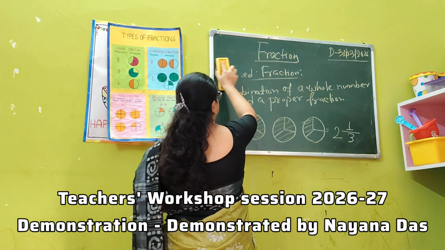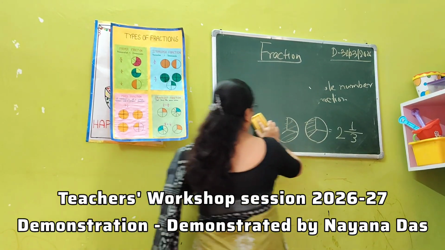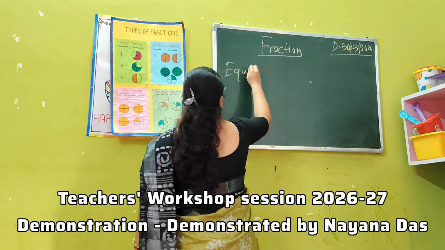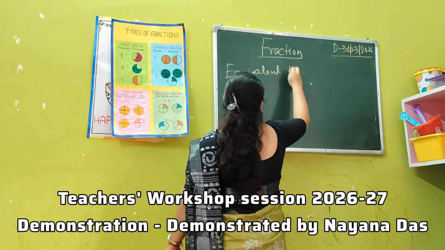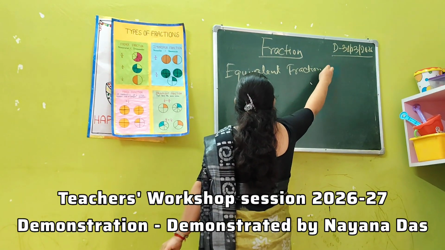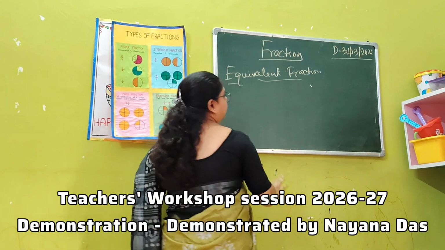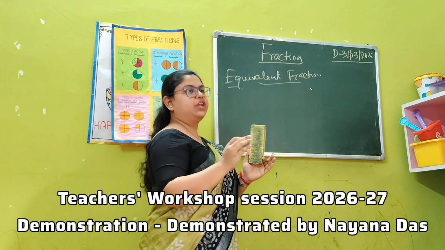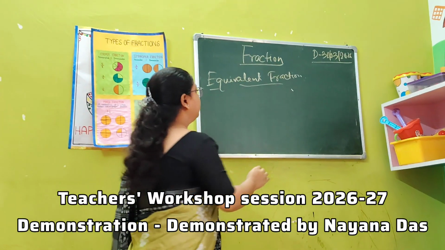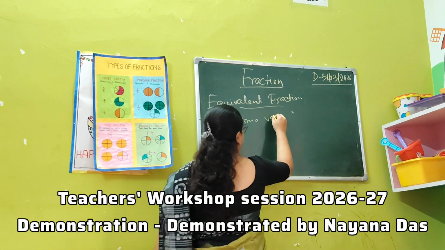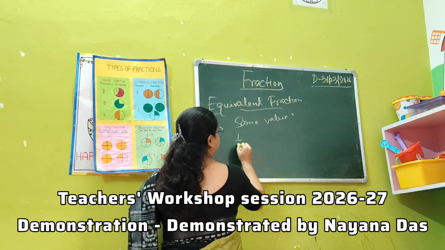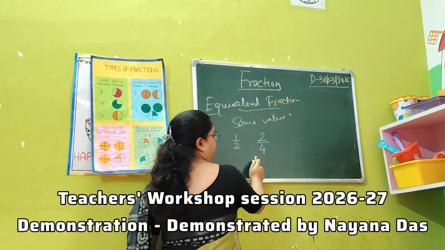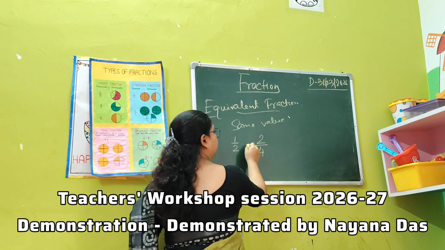Okay. There is another fraction that's called equivalent fraction. Equivalent fraction is nothing but the same value. Two different numerical fractions which show the same value are called equivalent fractions. Same value, how? Like if we write 1 by 2 and if we write 2 by 4, if we simplify it, we will get again 1 by 2 only.